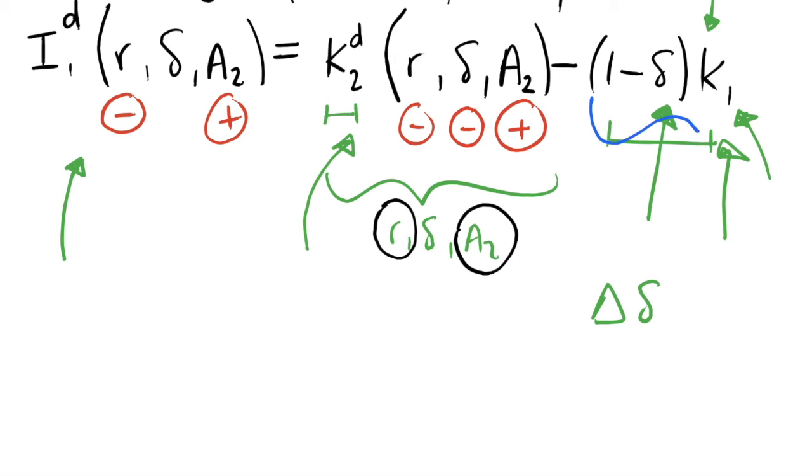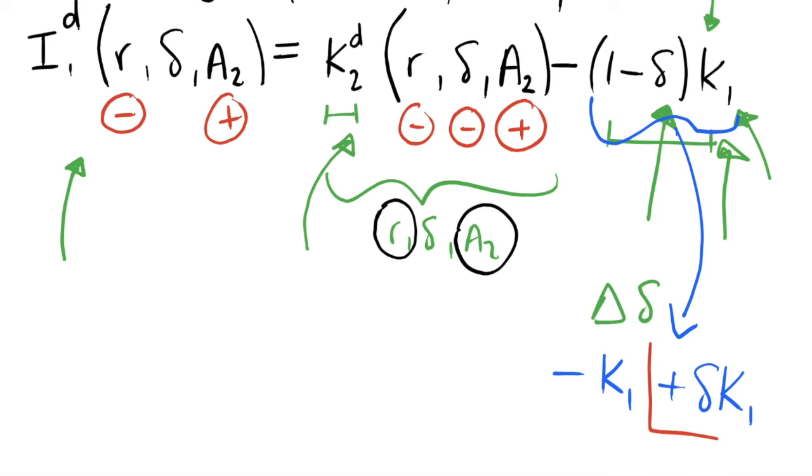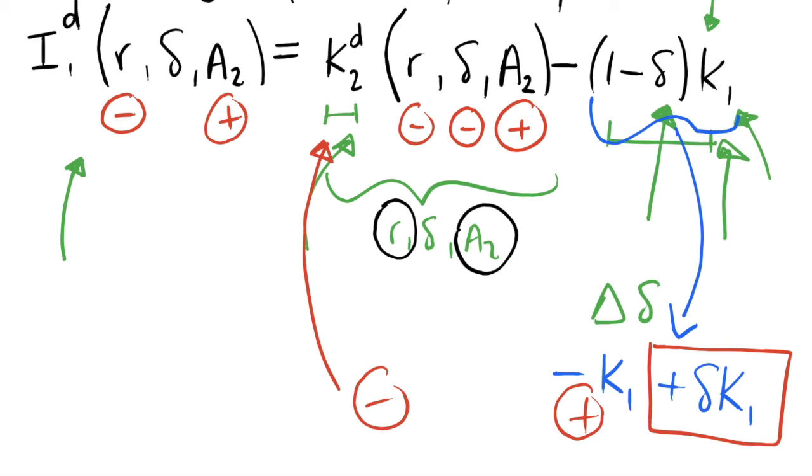If we expand out this function that we have at the end, multiplying out the K1 and this bracket, we see that this function looks like this, minus K1 plus delta times K1. And as we can see, this delta term comes into this expression positively, whereas it factors into the K2 demand function negatively. And a positive and a negative means that our overall effect on investment demand is kind of complicated.